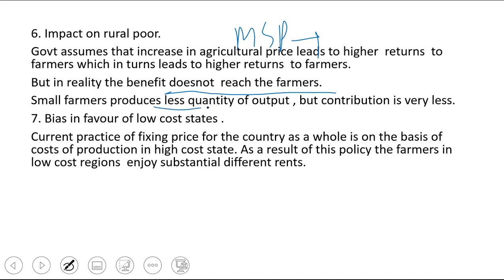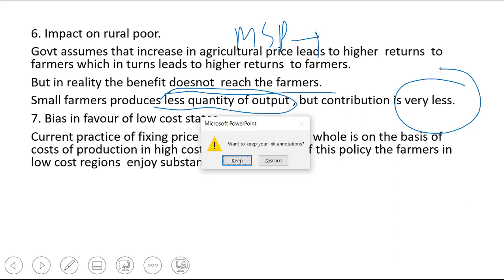Small farmers are producing less quantity of output, so the contribution is less. आपको मालूम है, ordinary farmer अपना घर के लिए produce करता है, उसके पास production भी कम है, benefits भी कम है.